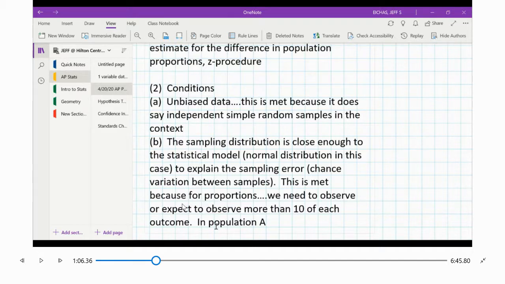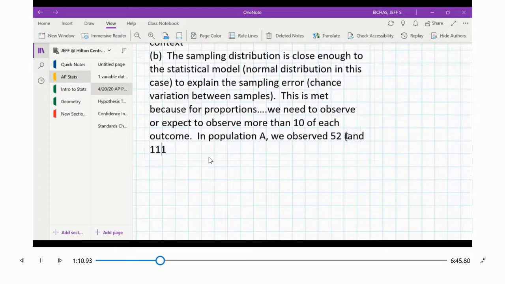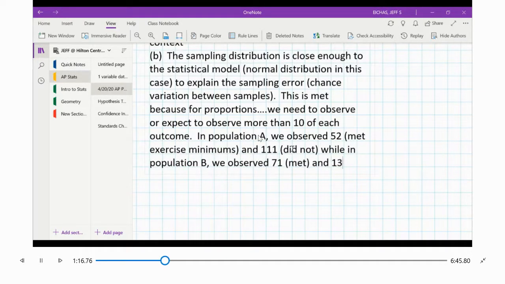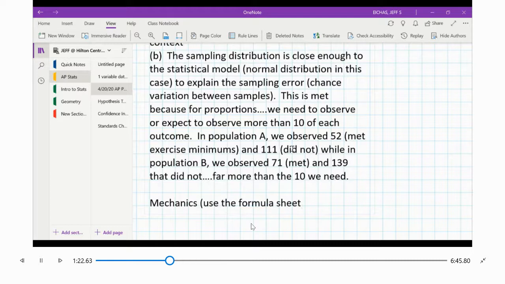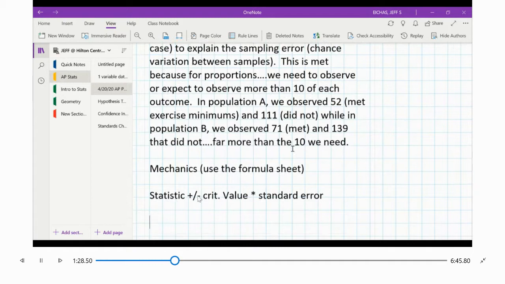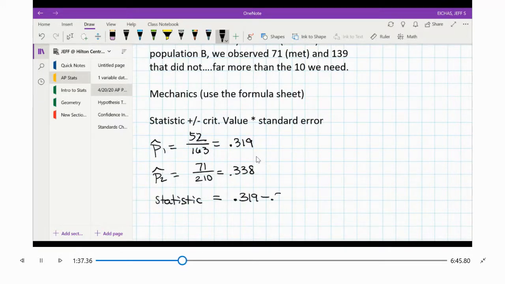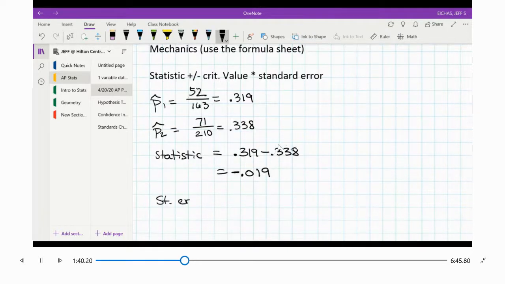Okay, so this condition is met because we either expect or have observed more than 10 of each outcome. And that's just for proportions. For averages, it's very different. Okay. So we observe 52 and 111 for population A, 71 and 139 for population B, or sample B. Okay, now we're going to the formula sheet. A confidence interval is statistic plus or minus the margin of error, which is the critical value times the standard error. Right now they're getting the statistics. There's the two proportions. Subtract those to get your statistic.